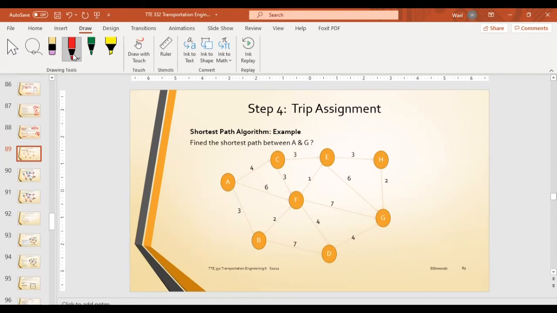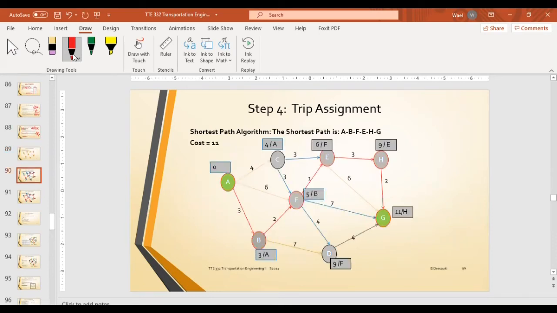First of all, let's discuss the shortest path algorithm. Okay, the shortest path algorithm, which you are going to study next semester in the operation research course, is basically to find the shortest path between an origin, for example A, and a destination, J. So there is a labeling algorithm that will give us the shortest path to this destination.